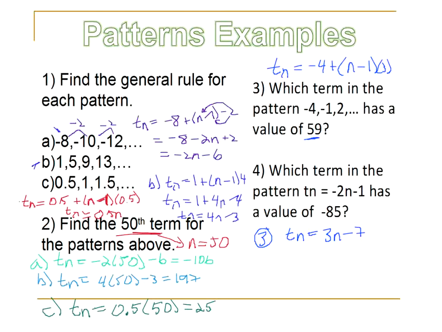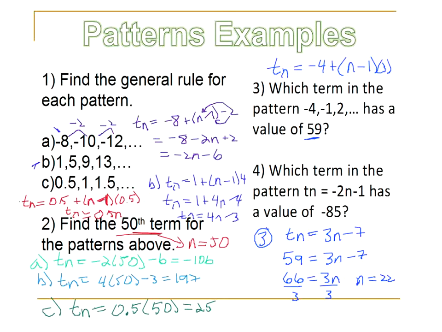So now I'm going to figure out which term has a value of 59. So this is my Tn value, and I'm going to solve for n. I'm going to add 7 to both sides, 66. I divide both sides by 3, and I see that the 22nd term would have a value of 59.